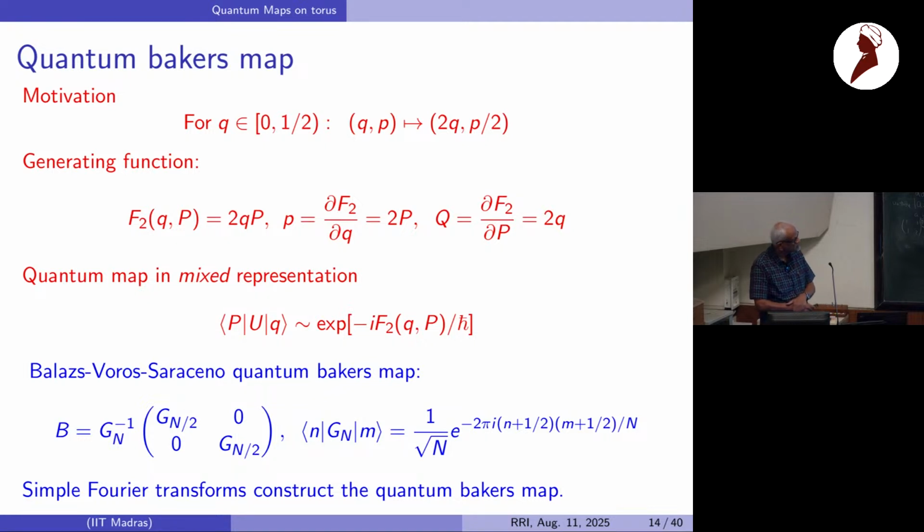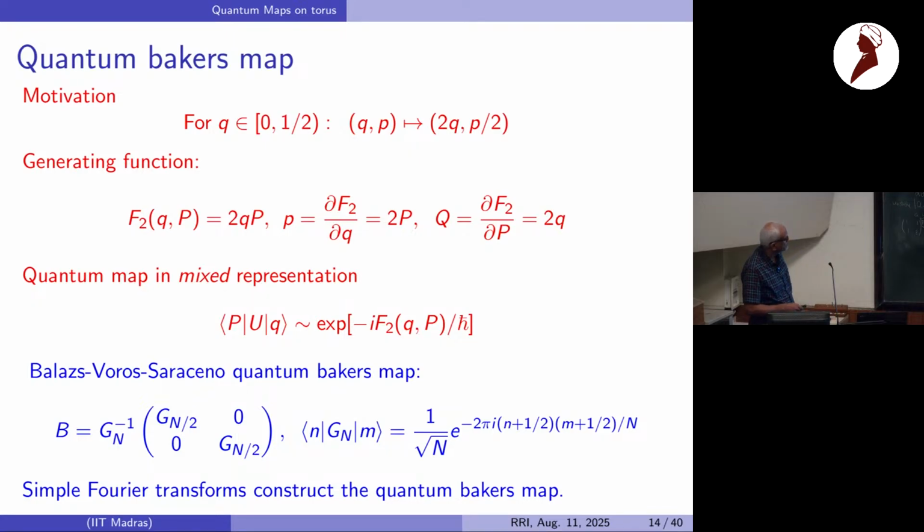But if you're given just this transformation, how does one construct a quantum operator out of this? So this is a discrete operator. Suppose you're given a canonical transformation rather than a Hamiltonian. How do you quantize that canonical transformation? What is the corresponding quantum object?